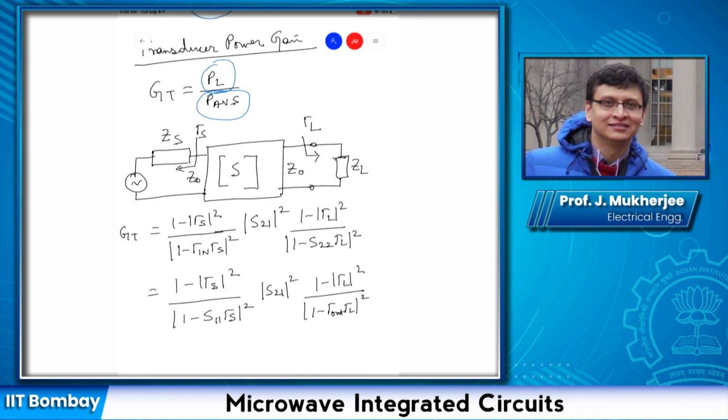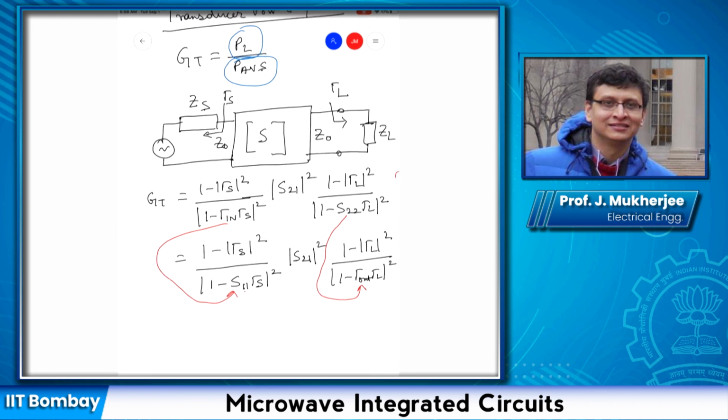These two expressions are analogous expressions. Analogous in the sense that here if you just replace gamma in with S11, and S22 with gamma out, then the numerators are the same in both the cases. And I also leave it as an exercise for you to show that these two expressions are the same.